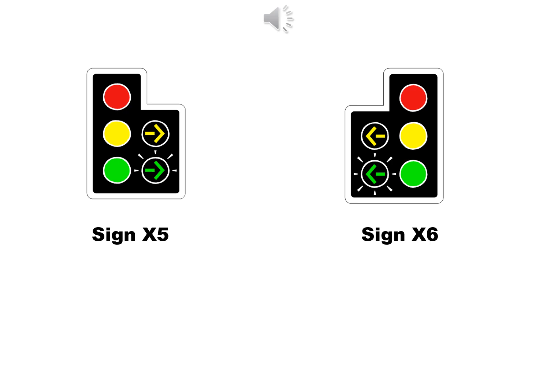Sign X5, when the robot is red and the green arrow flashes to turn right, it shows you that if you want to turn right, you may go. Sign X6, when the robot is red and the green arrow flashes, as indicated in X6, it shows you that if you want to turn, you may go.